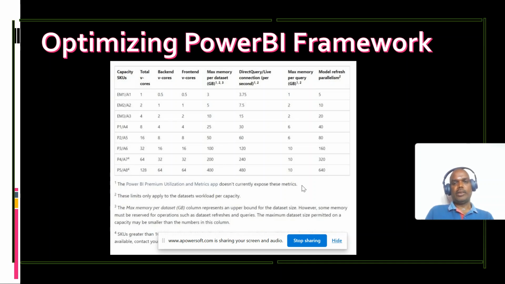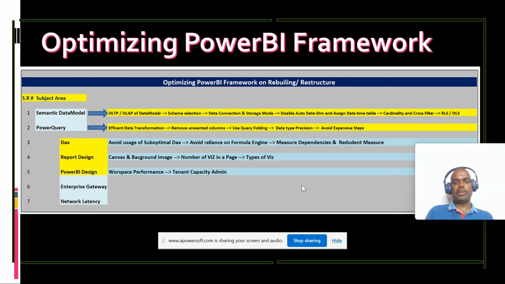So it is your responsibility to look into the workspace or the tenant, how the users are accessing the environment and how effectively they use it, so that you can optimize it. That's very important. I hope this topic will help you with optimizing the Power BI framework, and we'll discuss enterprise gateway and network latency in the next session. Thank you so much.